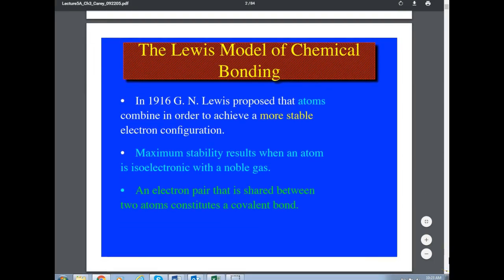So Lewis came up with these Lewis dots that we talked about before. And we know that atoms want to have 8 electrons around them, except for hydrogen and helium, which want 2. They want a duet, but everybody else wants to have an octet. And we're going to show bonding by having an electron pair that's shared between 2 atoms.